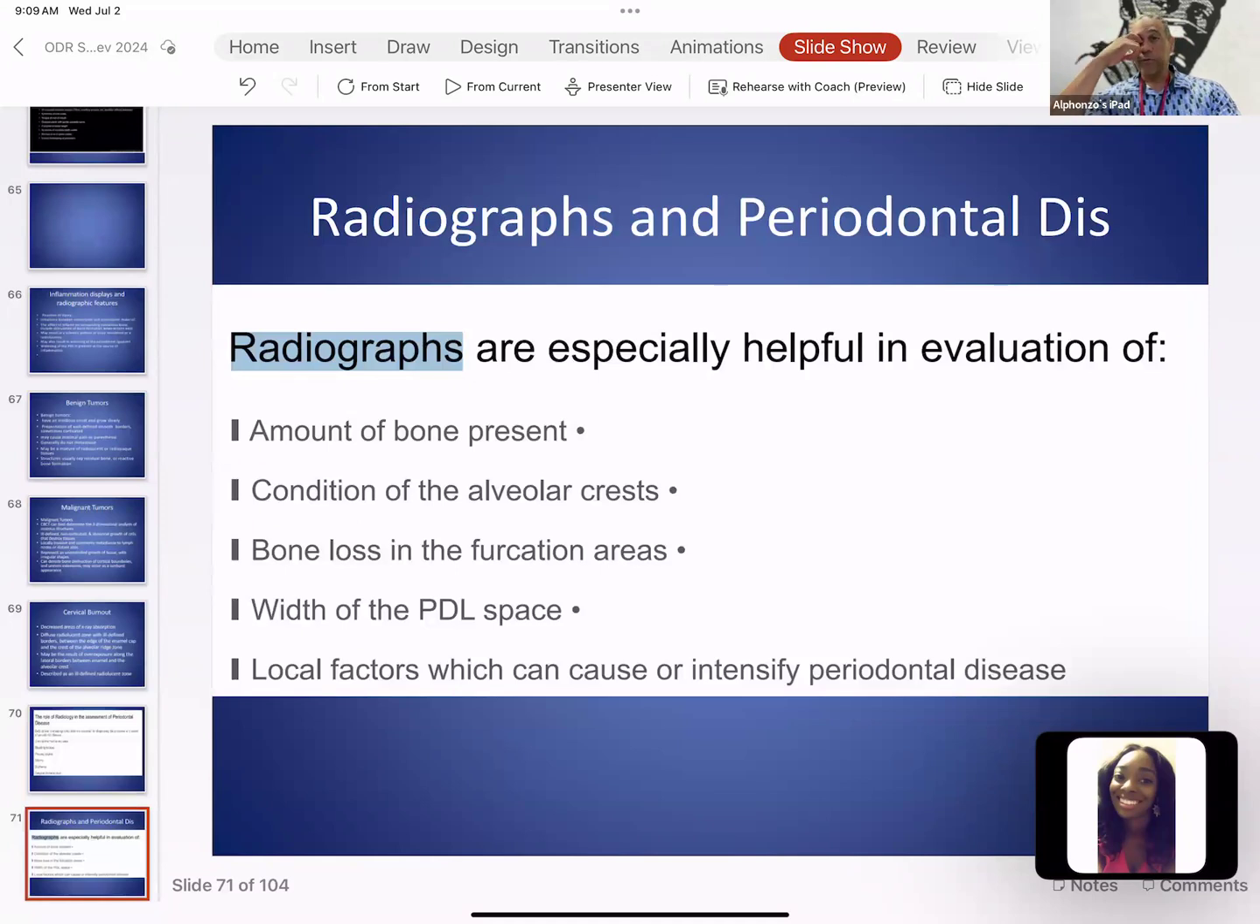The radiographs for periodontal disease actually allow you to see the amount of bone, but remember, you can't see demineralized bone that well. Of course, you won't be able to see that on the radiograph because it will just show up as a darker area. You can evaluate the condition of the alveolar crest, and you can evaluate bone loss in the furcation areas, the width of the PDL space, and the local factors, which contribute to periodontal disease. So what's a local factor? Like calculus, you'll be able to see calculus on the X-ray.